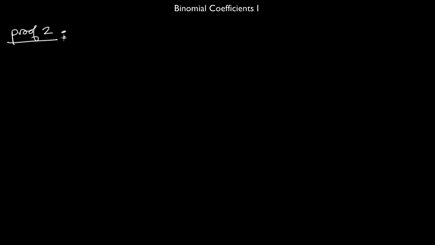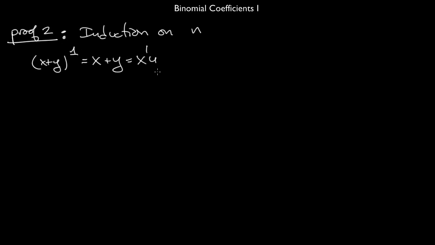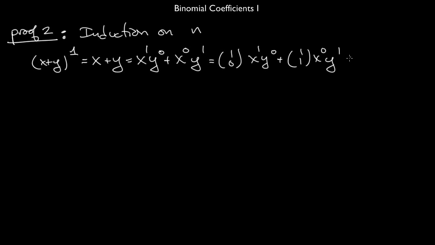Okay, well, here's another proof. I always like to give two proofs if I can. This is a more computational proof. I'm going to proceed by induction on n. Well, let's check the case of 1. X plus y to the 1 is x plus y, which is x to the 1, y to the 0, plus x to the 0, y to the 1, which is 1 choose 0 times x plus 1 choose 0 times y. So that's the correct formula in the case when n is equal to 1.